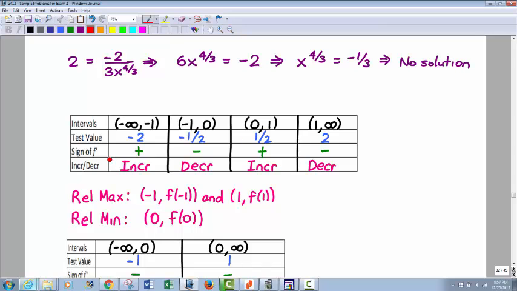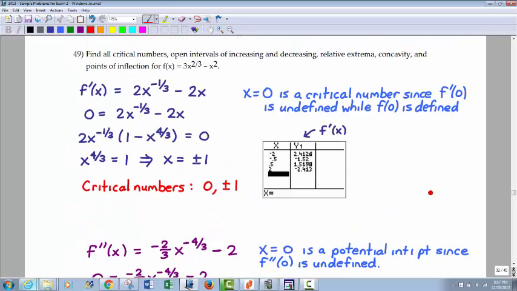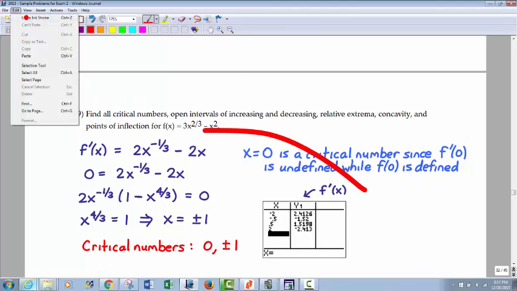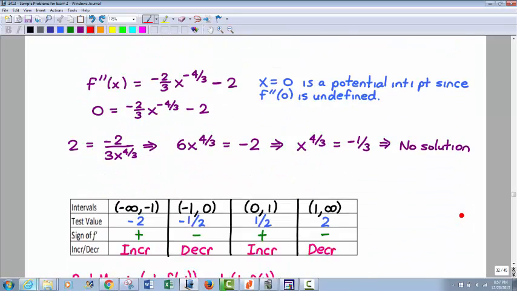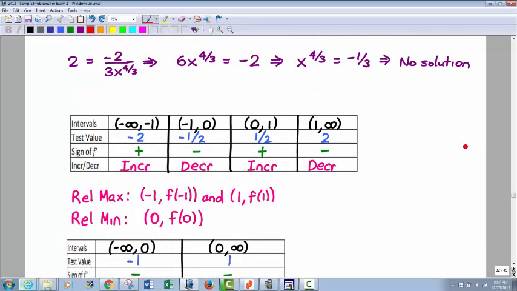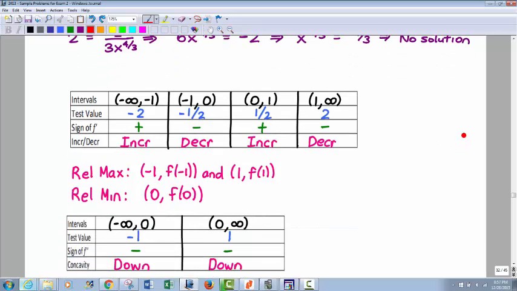Increase to decrease will be a relative max at -1, f of -1. And like I keep saying, if you need the y value, you could plug -1 right back into the very beginning of this. You'll also have another relative max at 1, f of 1, because you have another increase to decrease. And then you have a decrease to increase right there in the middle. So you have a relative min there.